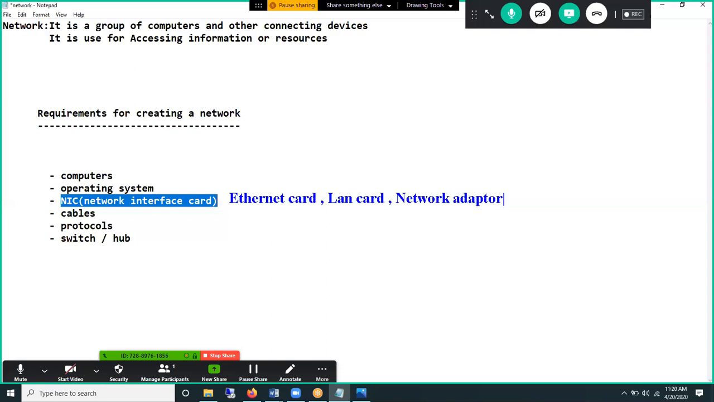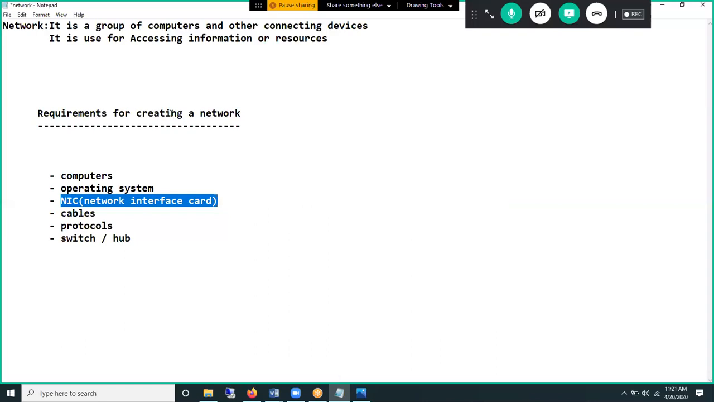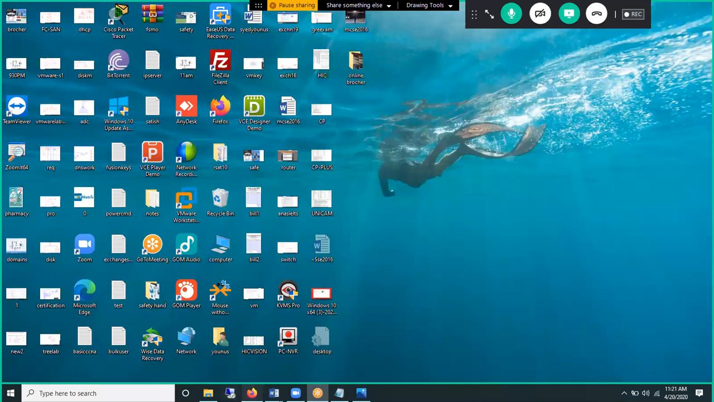So what is the use of this LAN card? And why do we connect it? Has anybody seen the LAN card? I'll show you one picture here.